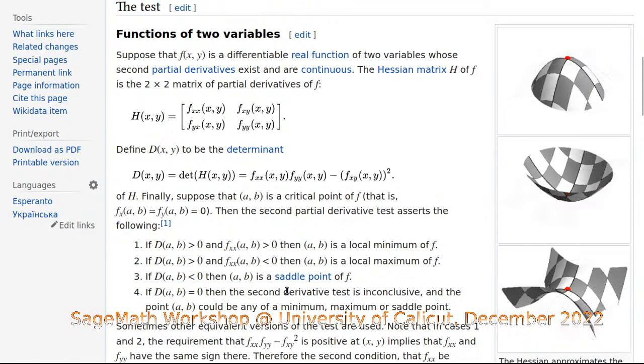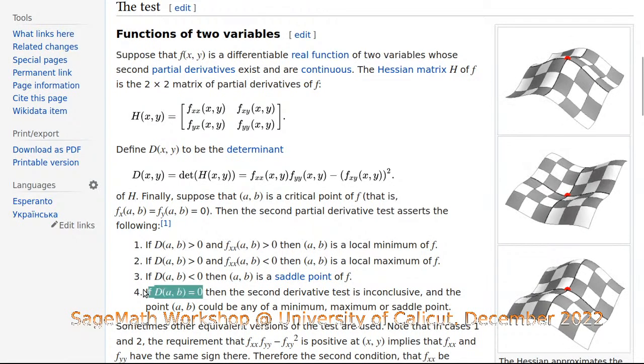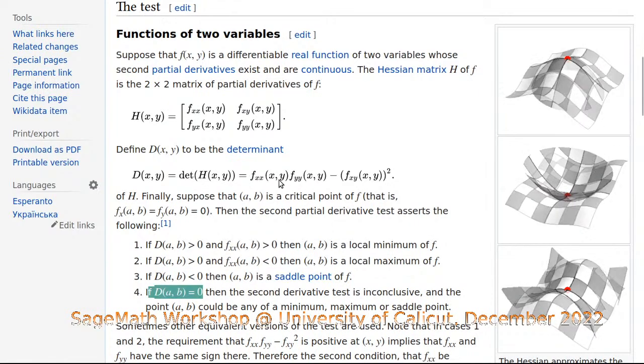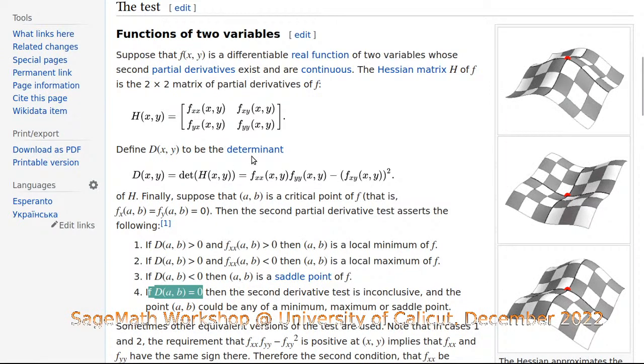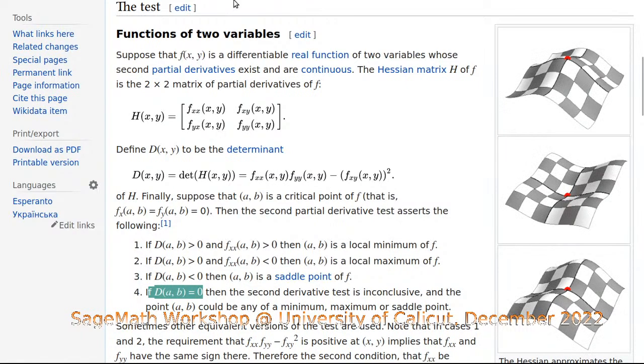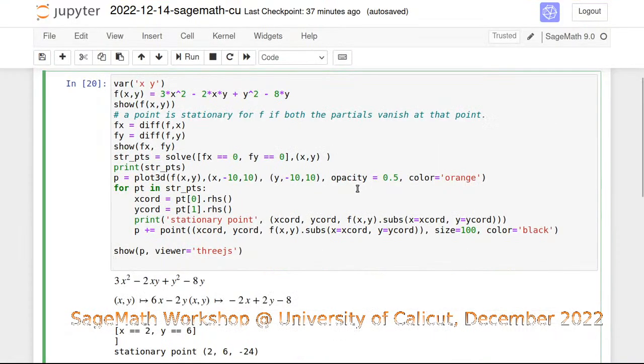If D is less than 0, it's a saddle point. That's the definition. And if D is equal to 0, the test is inconclusive, therefore we cannot conclude anything. So essentially we have to take the determinant of this, fxx times fyy evaluated at (x, y) minus fxy squared evaluated there. Okay, this is what we are going to do.